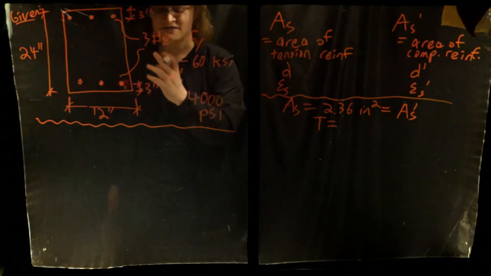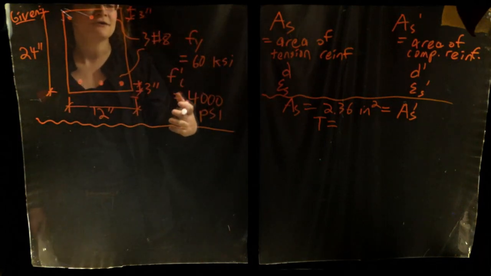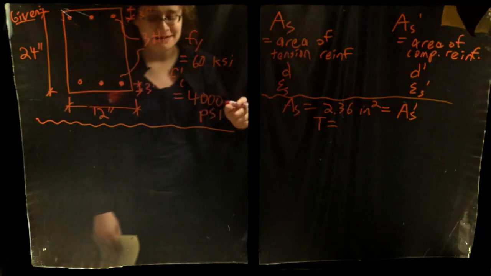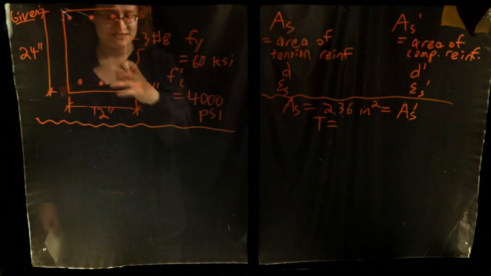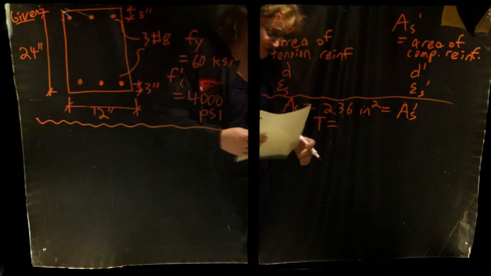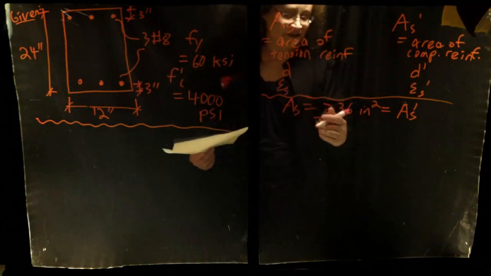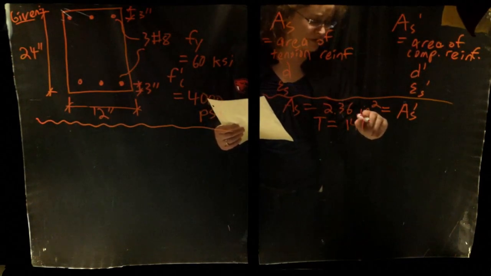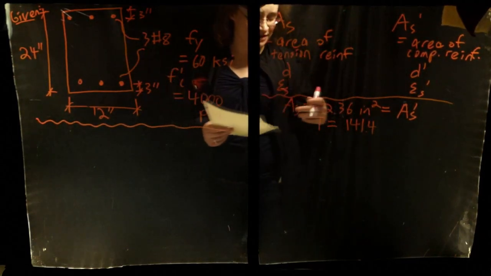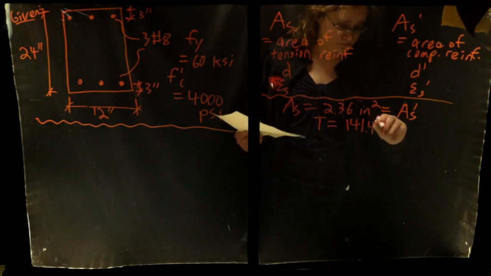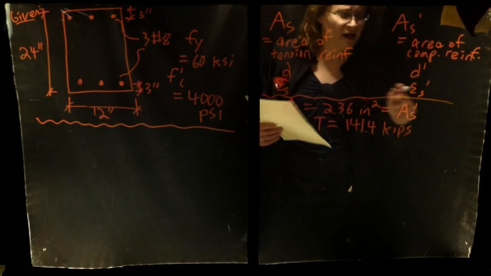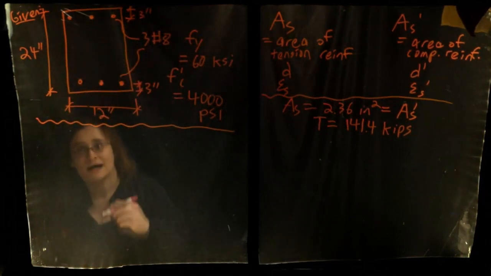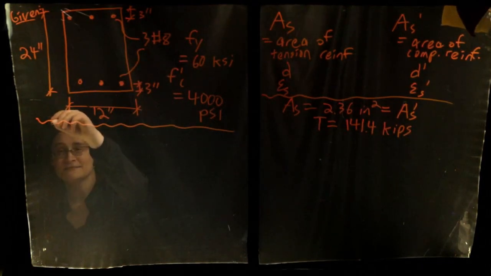And so the same amount of tension steel is present, and remember the T, the tension force, is based on all the tension steel yielding. And since we haven't done anything to the tension reinforcement, that tension force T is going to remain exactly the same. It will not change at all. As we found previously, that was equal to 141.4 kips. So now I want to go and draw some stress, strain, and force diagrams.